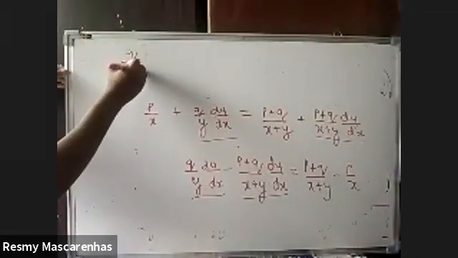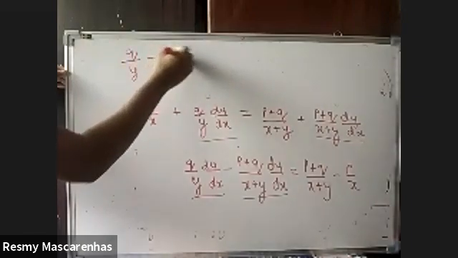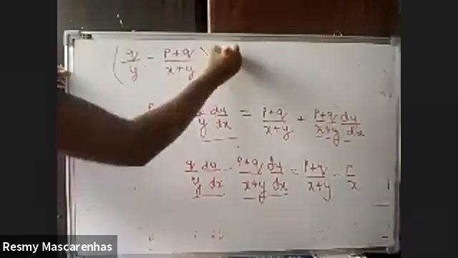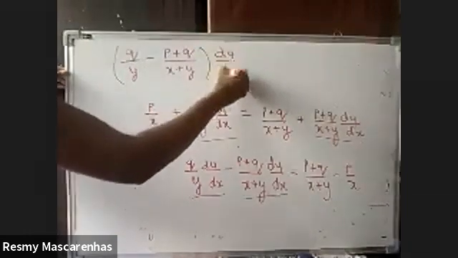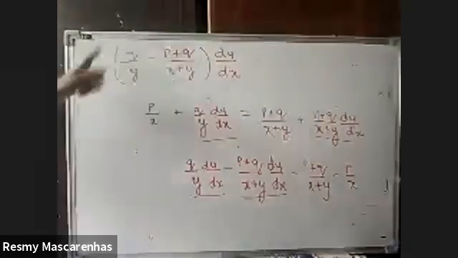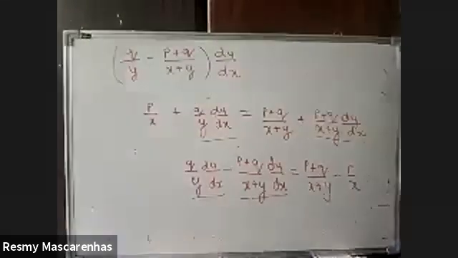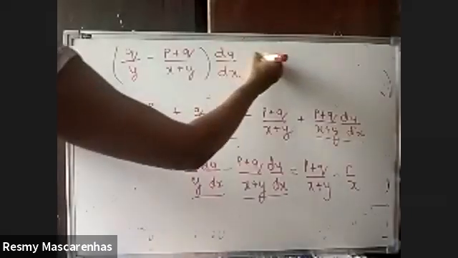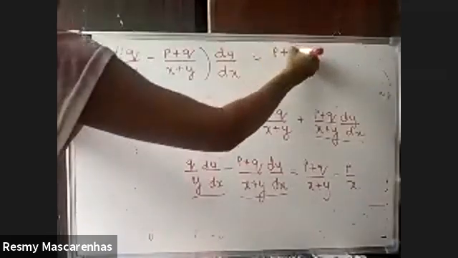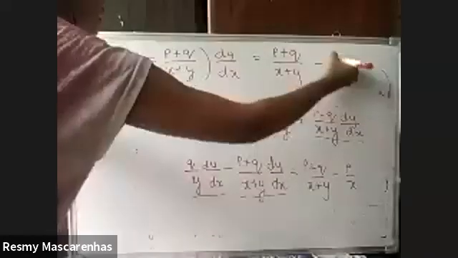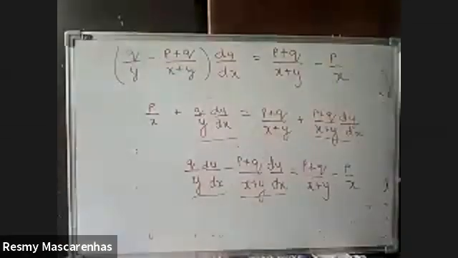So this will be like this, p plus q. If you have written this side also, starting also, no problem. Whichever side you write, but take out dy by dx out. And this is anyways p plus q upon x plus y minus p upon x.